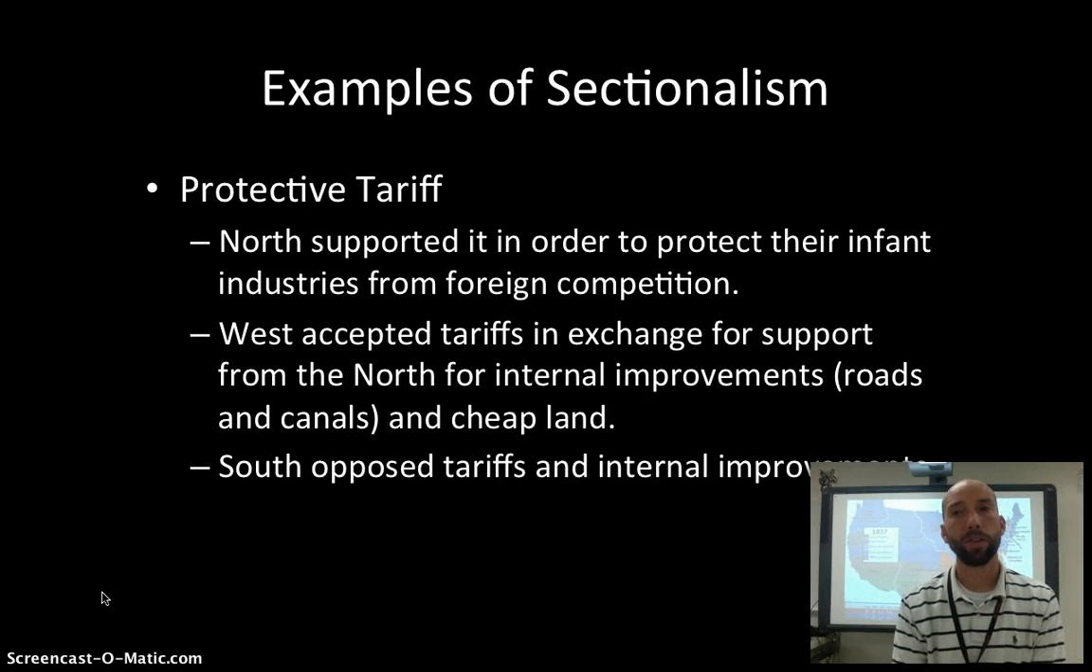And then the South is, of course, going to oppose tariffs like we talked about numerous times in class because it's going to hurt their economy because most of the stuff they get comes from England. And so they're not going to like that because it's going to cost more to buy their stuff from England. They also oppose internal improvements like roads and canals. They think that money should be used differently. They're not in favor of that. And that kind of sounds very similar to today too.